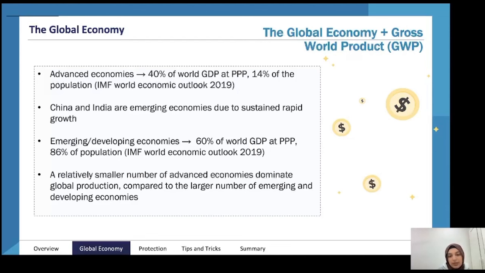And then emerging and developing economies have a more significant chunk of the GDP, which is 60%, because there are also more countries involved in that. And you can see that about 86% of the population comes from emerging or developing economies. So a relatively small number of advanced economies dominate global production compared to a larger number of emerging and developing economies that have a lot larger area of global production.